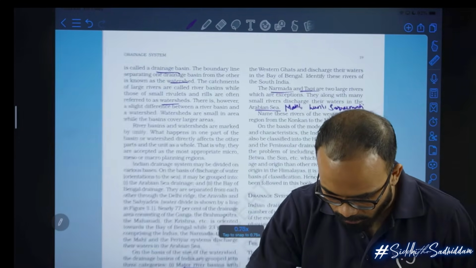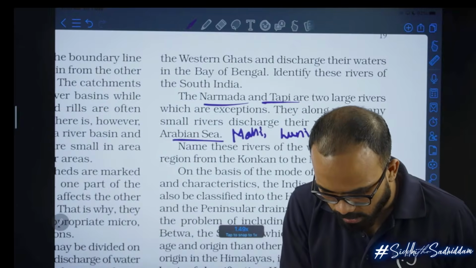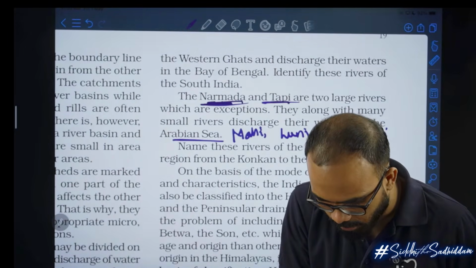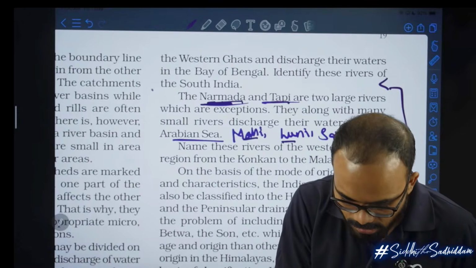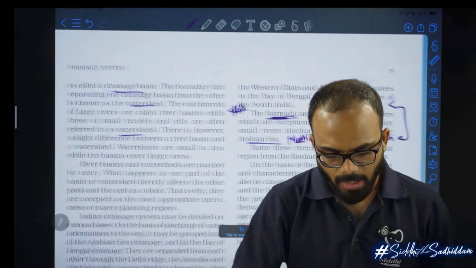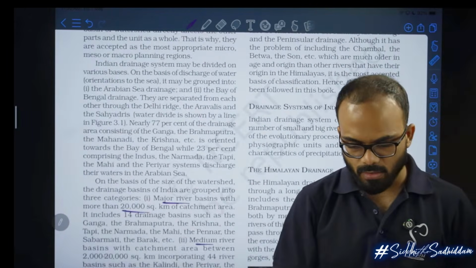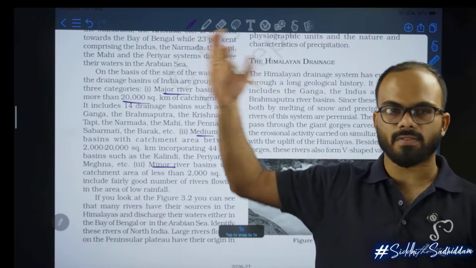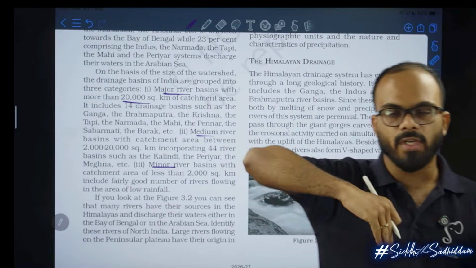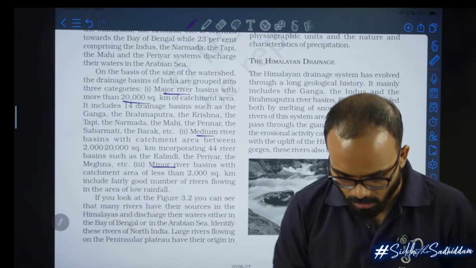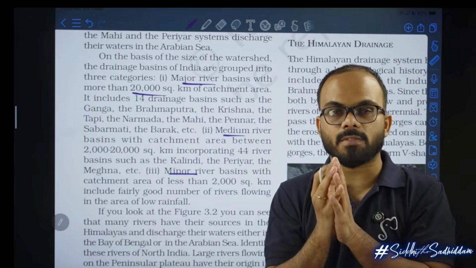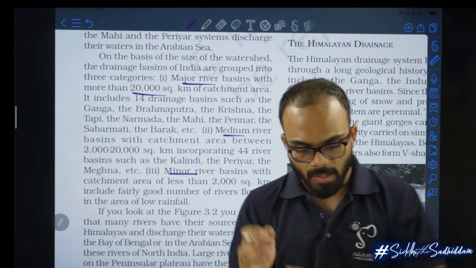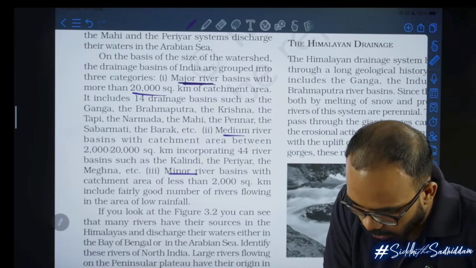Now in this particular part also, see, Narmada, I have written it here already, Narmada, Tapi, Mahi, Luni, Sabarmati, all these are west flowing rivers. This is very, very important. And along with that, there are certain east flowing rivers also. All the east flowing rivers will go and join the Bay of Bengal. West flowing rivers will come and join the Arabian Sea. Everybody knows that.